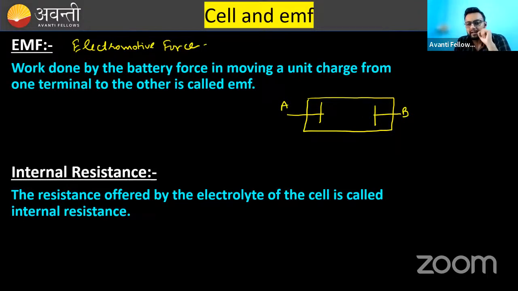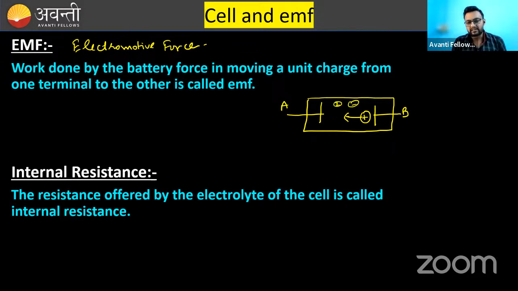The definition says work done in moving a unit charge from one terminal to the other is called electromotive force, is called EMF. Work done by whom? Work done by the battery force. So try to remember the definition. Work done by the battery force in moving a unit charge from one terminal to the other is called electromotive force. Is it clear?